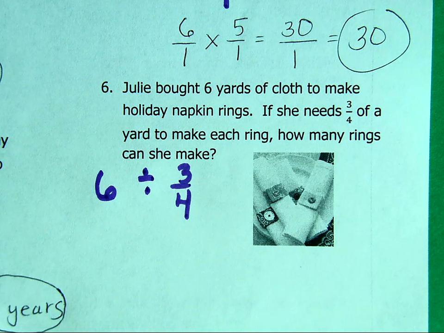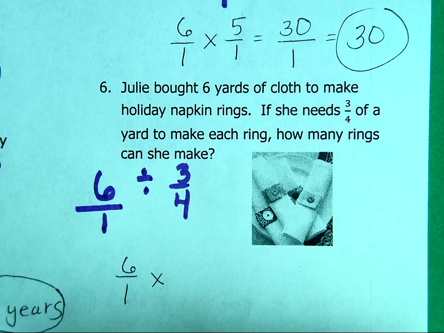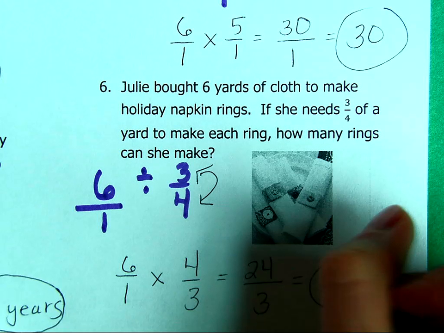6 over 1 multiplied by the reciprocal fraction of 3/4, which would be 4 over 3, or 4/3. 6 times 4 equals 24, and 1 times 3 equals 3. I know that 24 divided by 3 equals 8. So she can make 8 napkin rings.